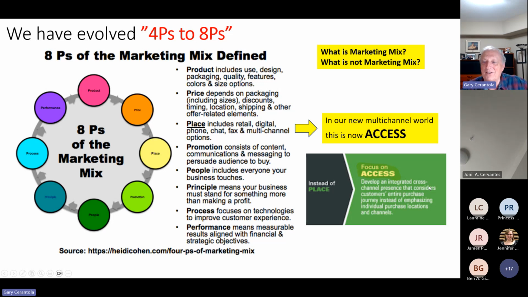You develop an integrated cross-channel presence because you need to be where your customers are. You need to be where your ideal customer is, and that could be several places. That's where you talk to them, where you entice them, where you inspire them, and that's where you engage them to be able to advocate for you. So that's what this is all about.